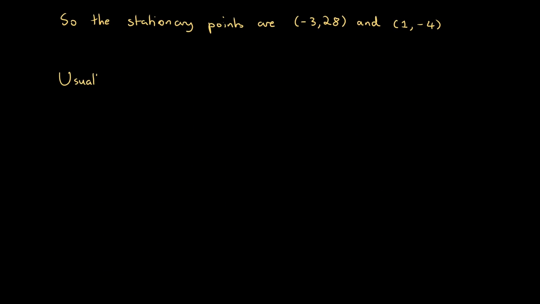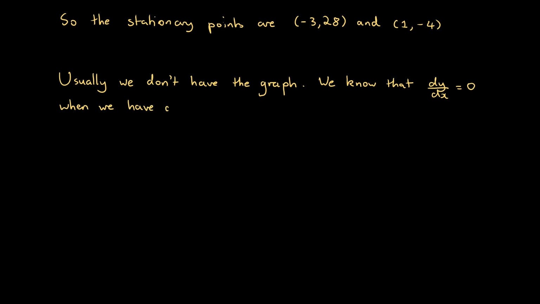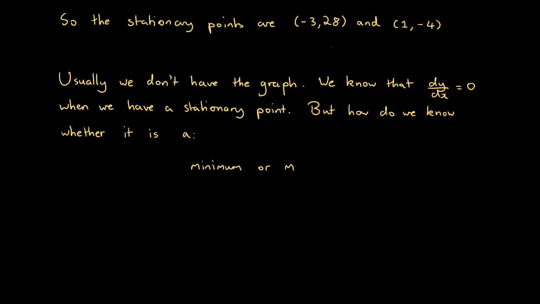Now usually we don't already have a sketch of the graph in order to determine which stationary point is minimum or maximum. In fact, we try to find stationary points to help sketch a graph. Now we know dy/dx is equal to 0 when there is a stationary point. But how do we know whether it's a minimum or a maximum point? Both minimum and maximum points are stationary points, so we need a way to distinguish between the two. Now there are two ways of doing this. The first is by checking nearby points.